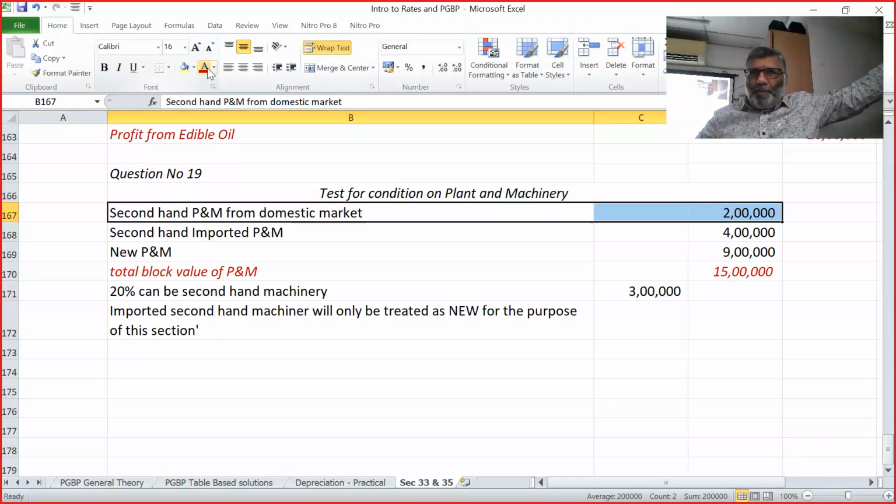Any imported machine, the question itself is for that purpose, to make you understand that any imported machine, even though it is second hand, it will be considered as new for the purpose of this section and few other sections. Am I clear?